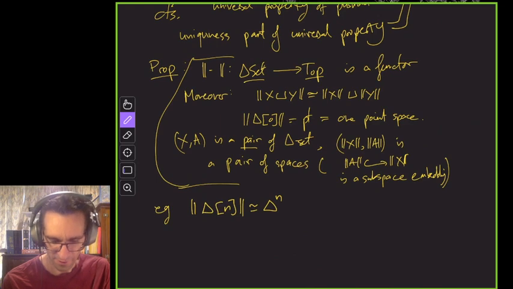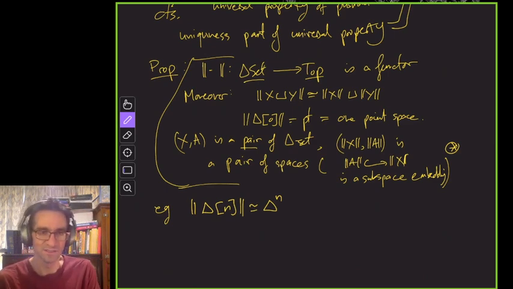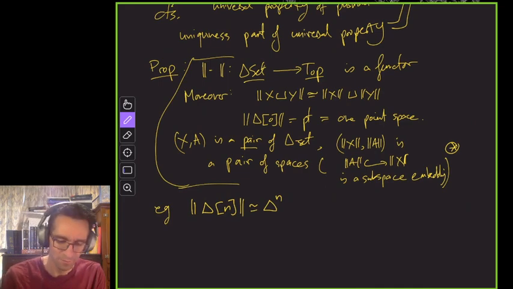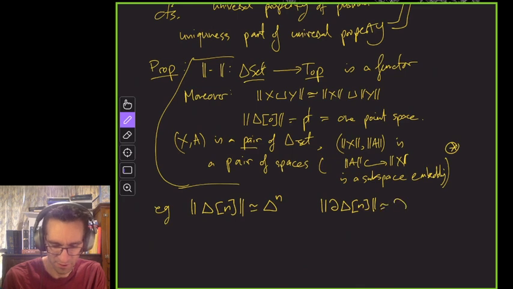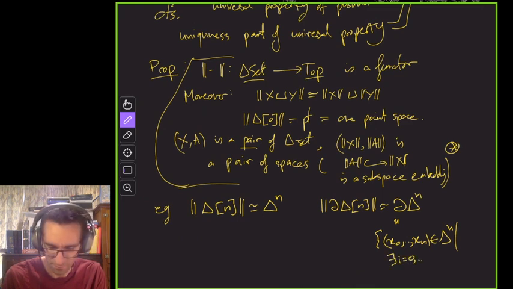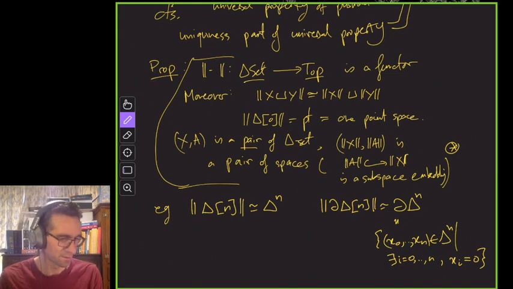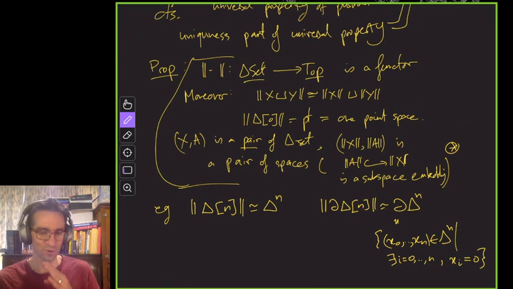If you think about this property here, then you think about the n-1 skeleton sitting inside delta n here on the left hand side. We get, as it turns out, the topological boundary of this, which is the points x0 through xn in the topological n simplex such that one of the coordinates is 0. So you can think about this in terms of the 2 simplex. Its boundary is the part of the 2 simplex that lies in one of the coordinate planes, and that's a triangle.